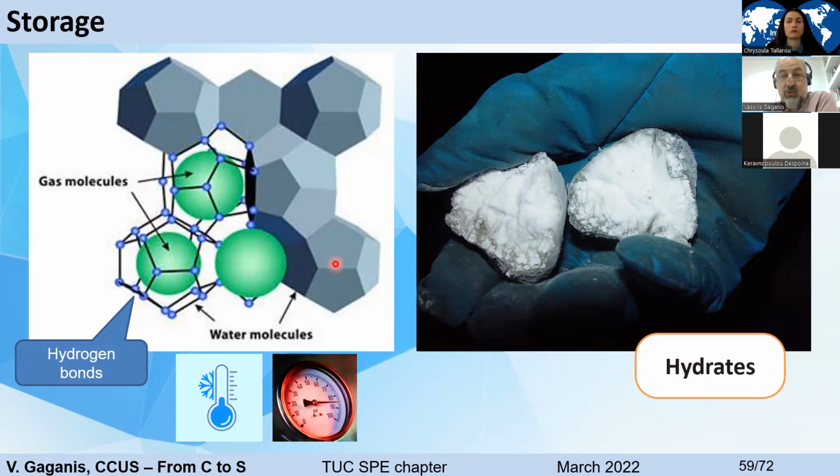If the hydrates remain stable in infinite time, that means that you have just accomplished your CO2 storage task. Your CO2 will be permanently stored exactly inside those cages. So that's really a very good idea.